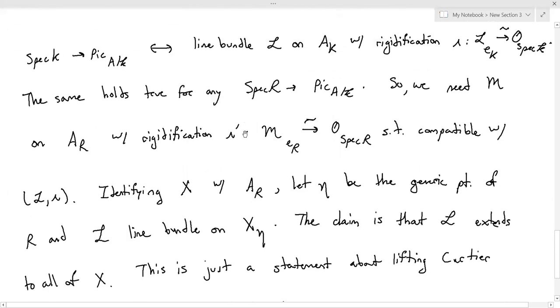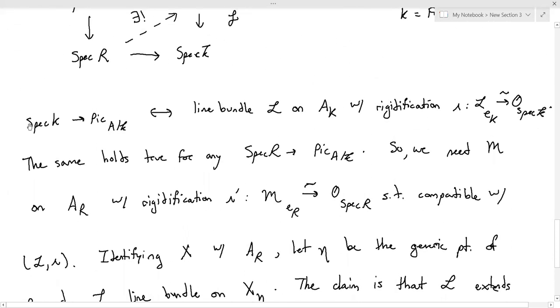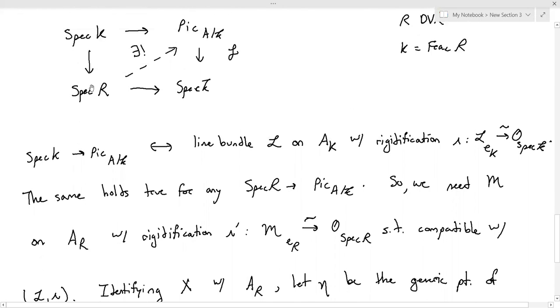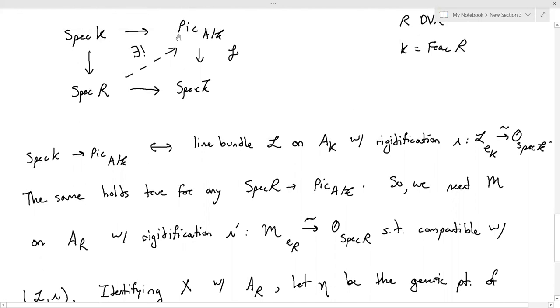So basically, the data of this morphism, so we're given a morphism from spec K, capital K being a little k-algebra. My apologies for the multitude of K's here. The data of this map from spec K, or really the data of any scheme mapping into the Picard scheme of A, is that I produce for you a line bundle on A base changed to whatever this is. In this case, it's K, so I write A sub K.